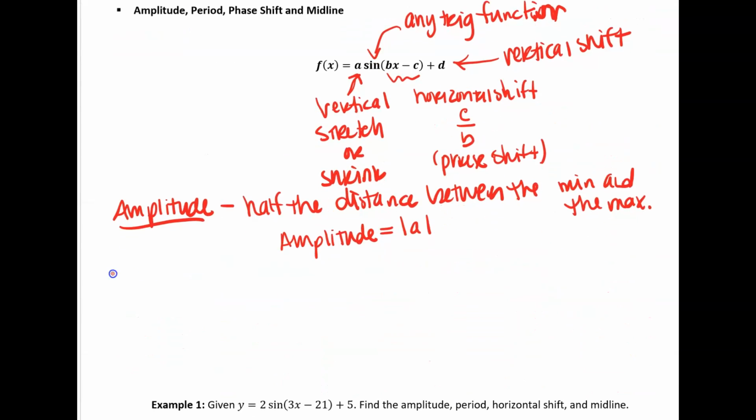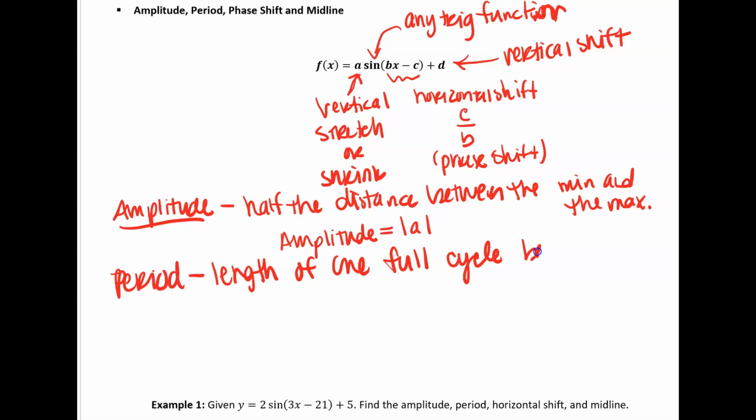Then the other thing we can define is the period, which we've already kind of alluded to, but let's write that out. That is the length of one full cycle before it repeats. Now in our two basic functions of sine x and cosine x, we knew that that period was 2 pi. And so the formula for your period is going to be 2 pi over b, and you're going to be getting that b value from up here, just if it's changed.